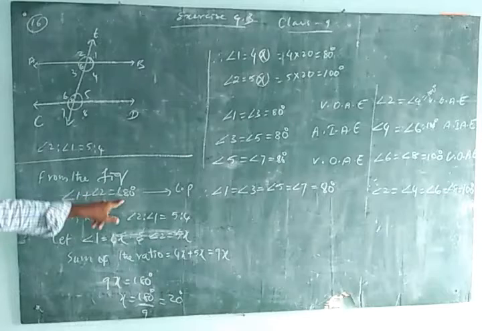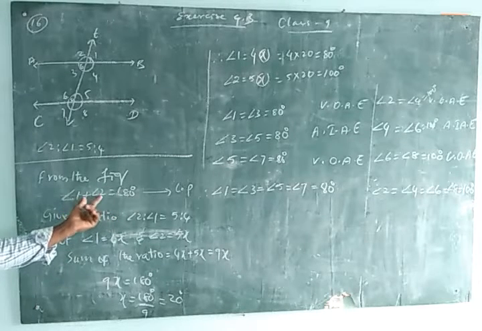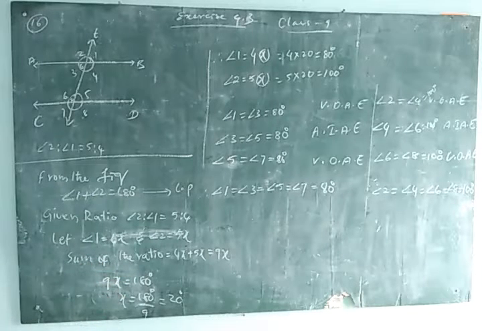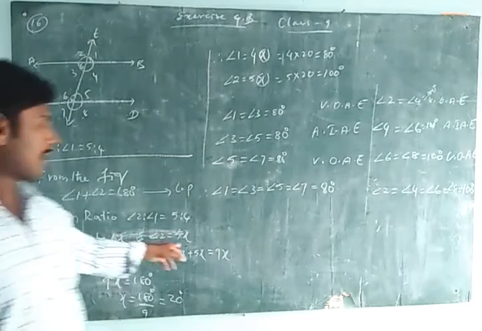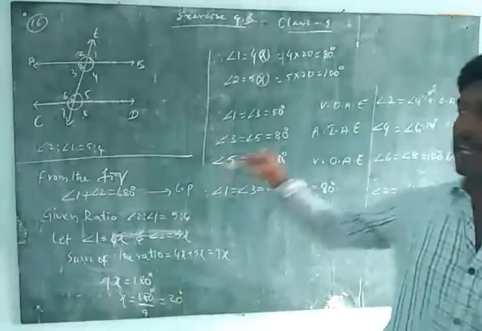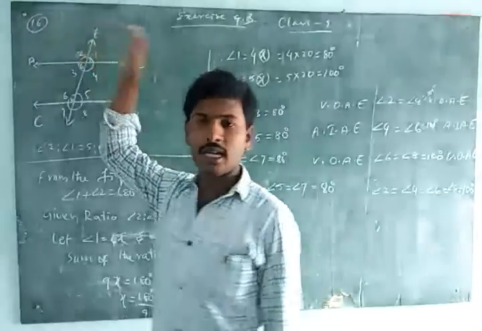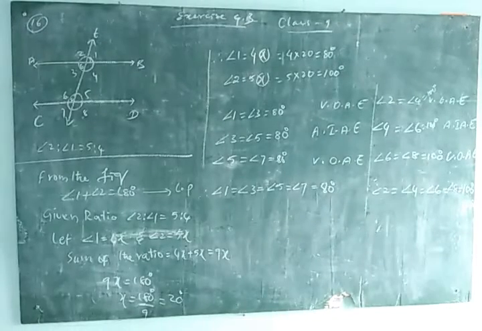We know that the sum of the angles is 180, right? So we substitute the value of angle 1 plus angle 2 as 9x. We write here 9x is equal to 180, so you get x is equal to 20. Then substitute: 4x means 4 into 20 and 5x means 5 into 20. You get the angle 1 value and angle 2 value. Already you know that vertically opposite angles are equal, alternate interior angles are equal, corresponding angles are equal. So all you know.